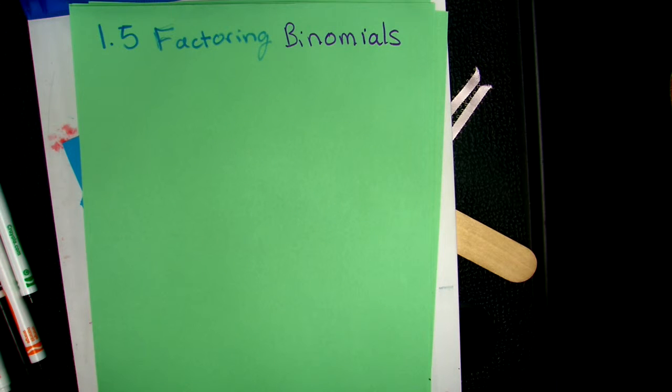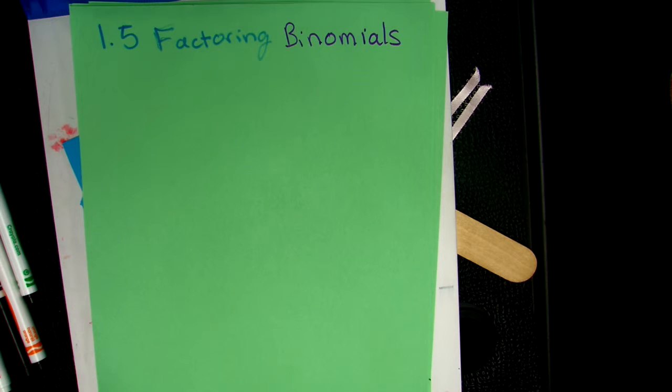Alright, we're going to cover section 1.5 of the BJU Press Algebra 2 textbook, and it is about factoring binomials. So we're going to learn how to factor out common monomial factors, factor difference of squares, and factor the sum or difference of cubes.